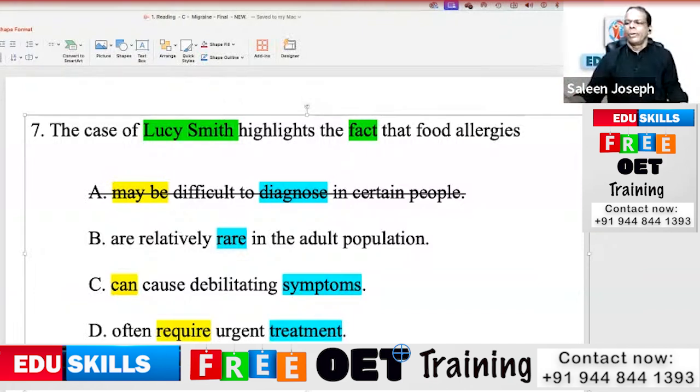When somebody is speaking about a fact, say I am saying all the OET aspirants at EduSkills are really sweet and wonderful and smiling and loving and hardworking learners. Is there a must? Is there anything mandatory? Just stating a fact is different from a mandatory statement. You must do it, or you must be hardworking, or you must be smiling; that is a mandatory statement. If you differentiate the options that way, we have only two options left out: are relatively rare in the adult population, and can cause debilitating symptoms.